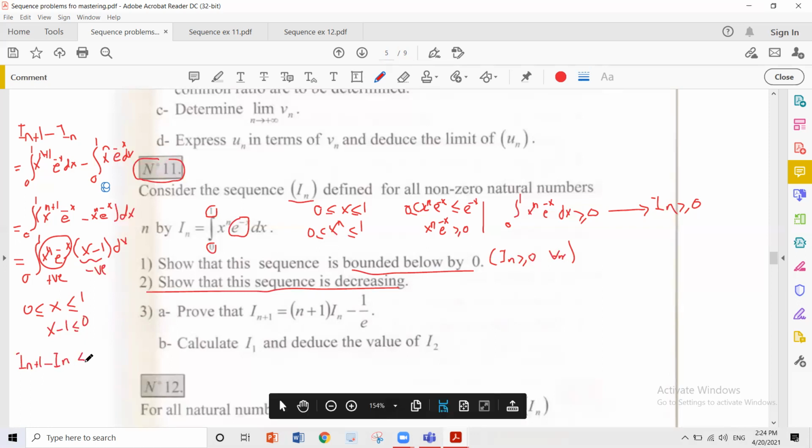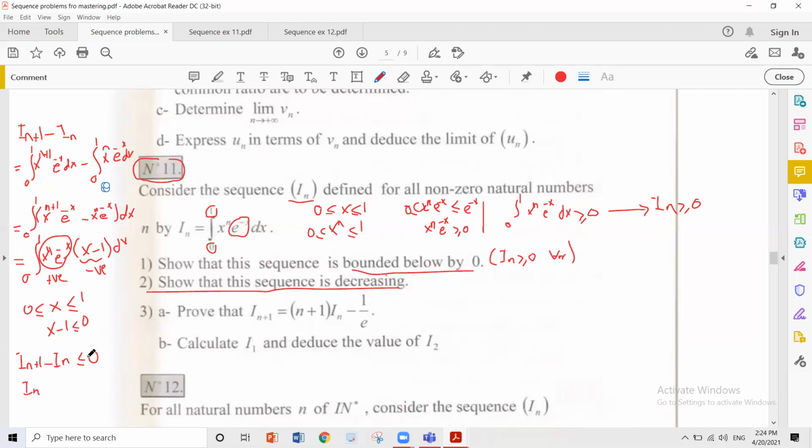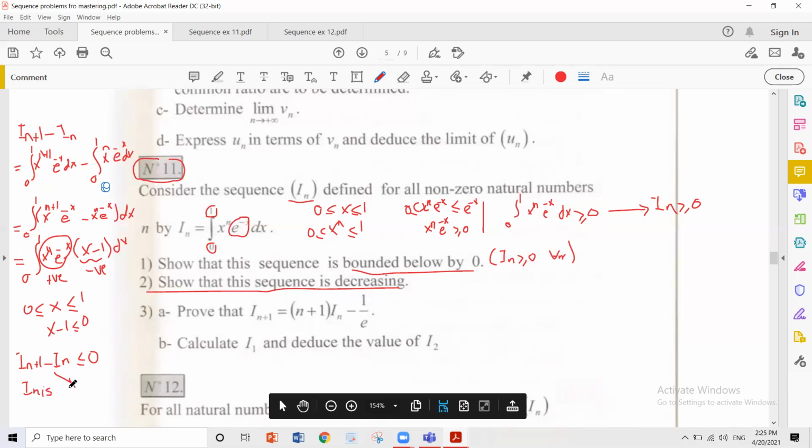But, yes. I_{n+1} minus I_n is less than or equal to zero, so I_n is decreasing.